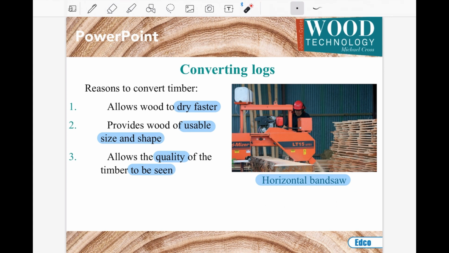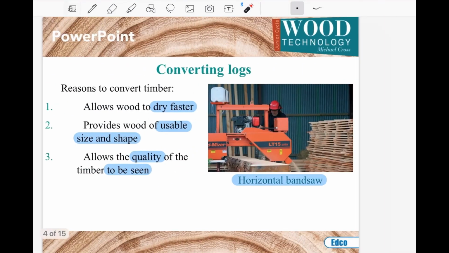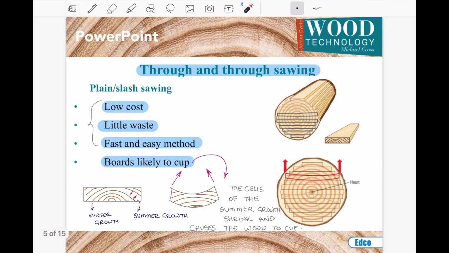I have a few videos I'll be attaching over the next couple of days as well, which will help you understand that a bit better. And then there are reasons as to why we convert. Through and through sawing was our first method of conversion, so one of three. Why do we do through and through sawing? It is low cost, little waste, it's fast and easy. The boards are likely to cup, though, is the negative.